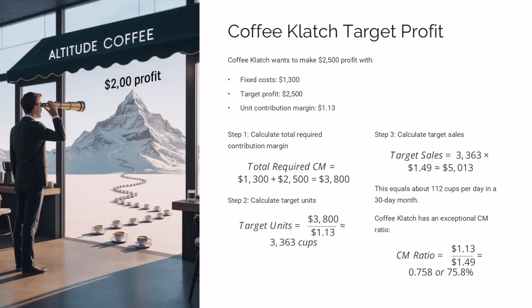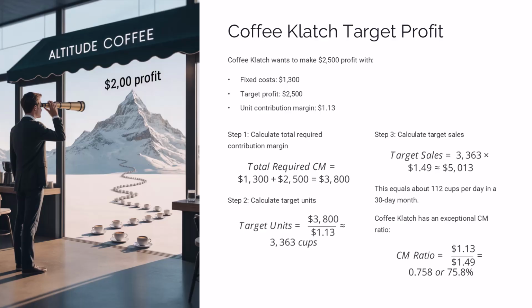With fixed costs of $1,300 and target profit of $2,500, we need total required contribution margin of $1,300 plus $2,500 equals $3,800, and with unit contribution margin of $1.13, that requires target units equals $3,800 divided by $1.13.